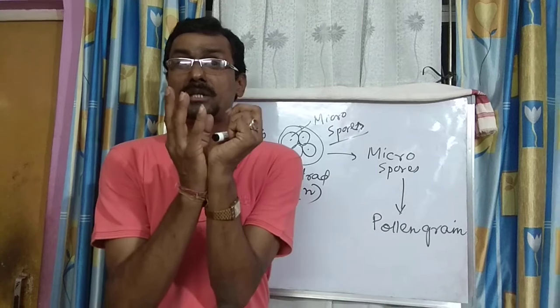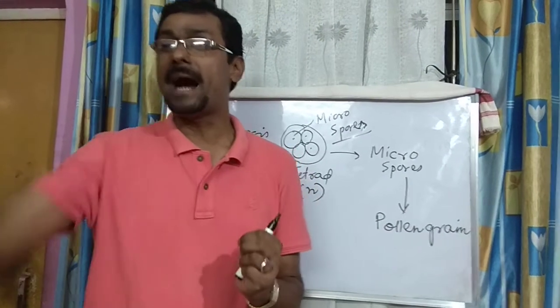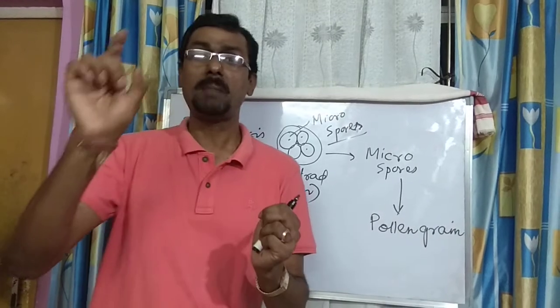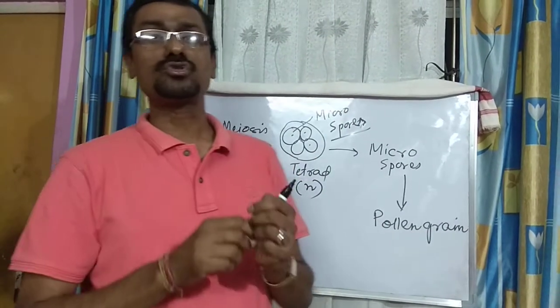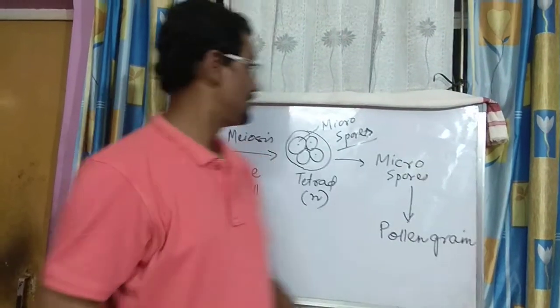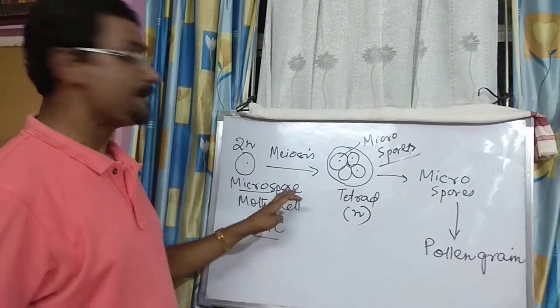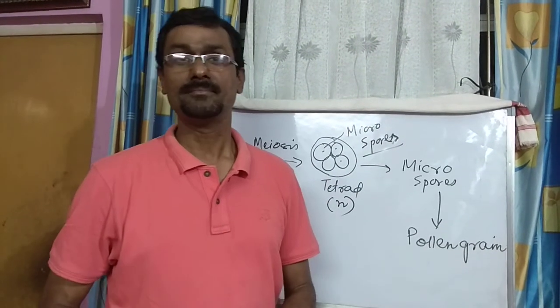Now when everything matures, the anther becomes dry, and dehiscence occurs by the endothecium, through the U-shaped thickening of callose, and all the pollen grains come out. That's all from the Microsporangium and Microsporogenesis. Thank you.